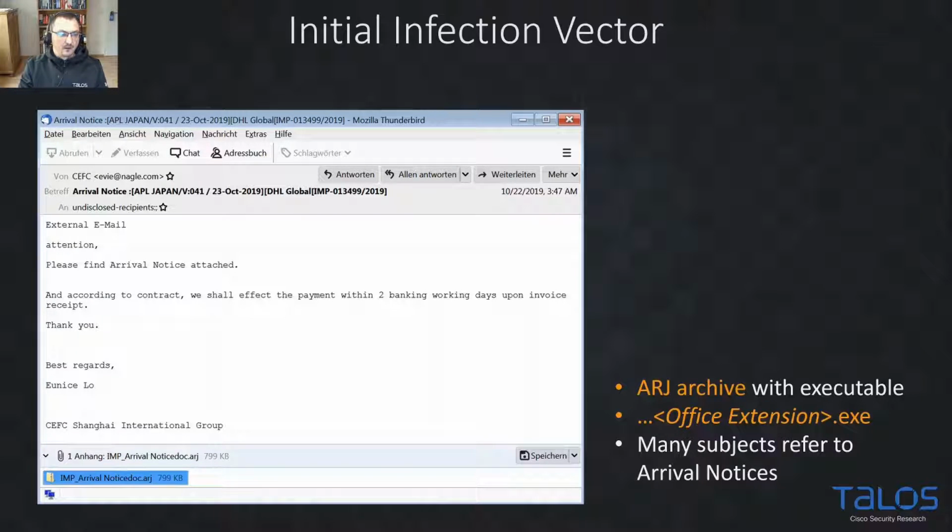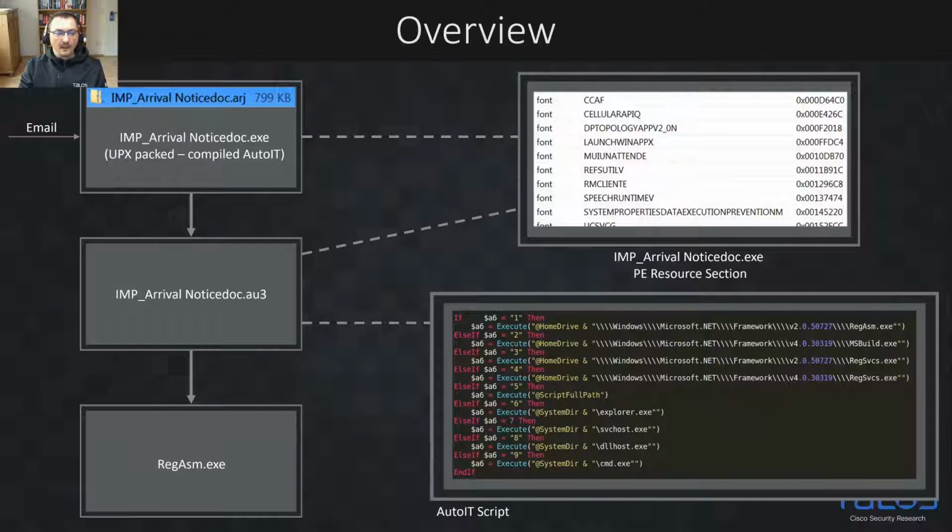In this case, the malware campaign started with an email, the one which you can see here on the screen. This email included an attachment, a RAR archive, which had an executable file inside, arrivalnotice.exe, which was a UPX-packed compiled AutoIT script. Of course, the arrivalnotice.exe name corresponded to the phishing text inside of the email, to trick the user into opening it, thinking that it is actually an Office document and not an executable.